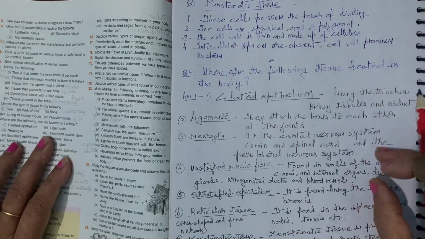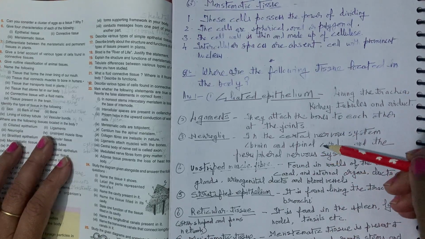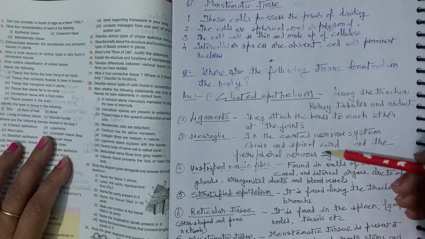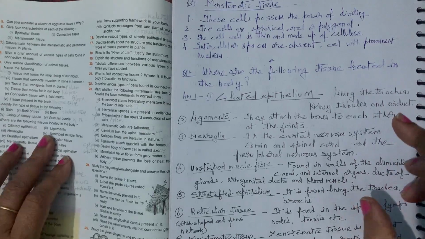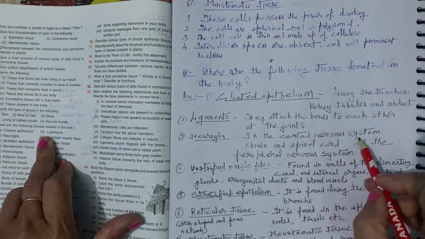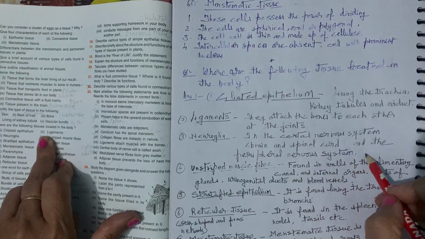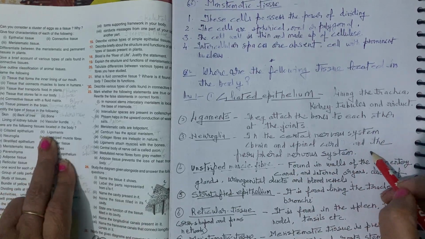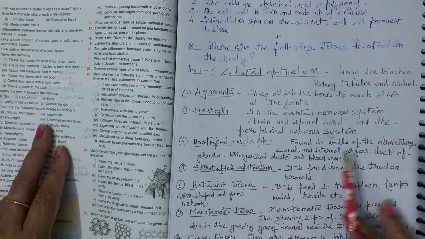So neuroglia are the cells present in between the dendrites or the axon terminal ends to the particular part of the body. They are present in the central nervous system, brain and spinal cord, and in the peripheral nervous system. Next is your unstriped muscle fiber.